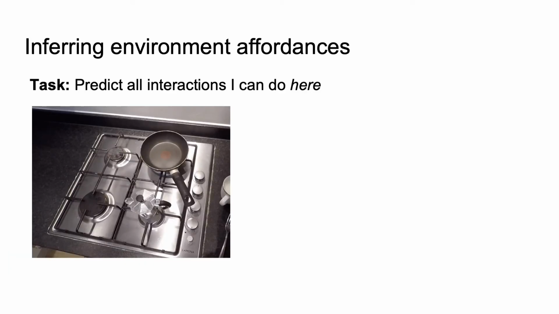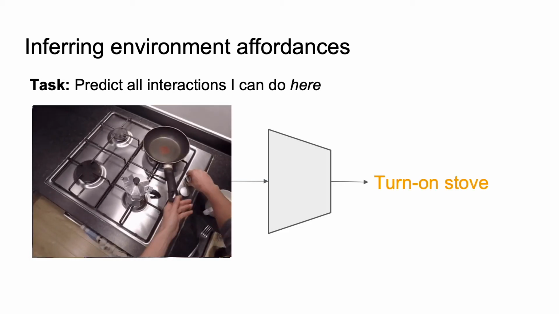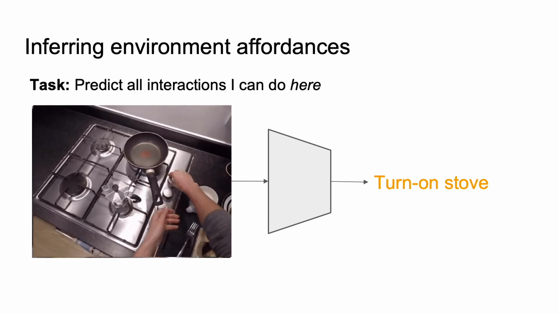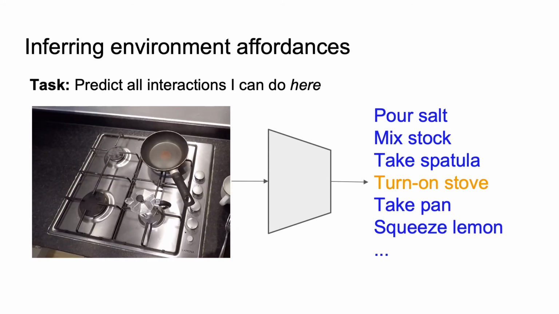For our experiments on environment affordances, we ask the question, what all interactions can I do here? The clip that this frame was taken from gives us only a partial picture of the possible interactions. In reality, there are many other likely interactions, many of which have not been seen performed in exactly this location.